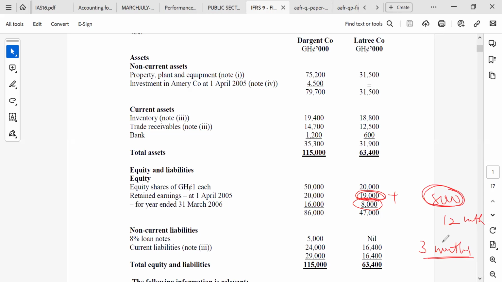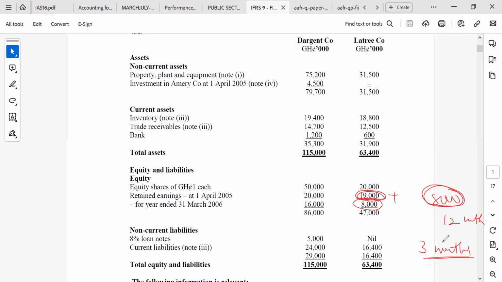Okay. The retained earnings. You are given retained earnings at 1st April 2005. That is the opening balance, the retained earnings from the previous period. They are also giving you the year end, which is the profit for the year.